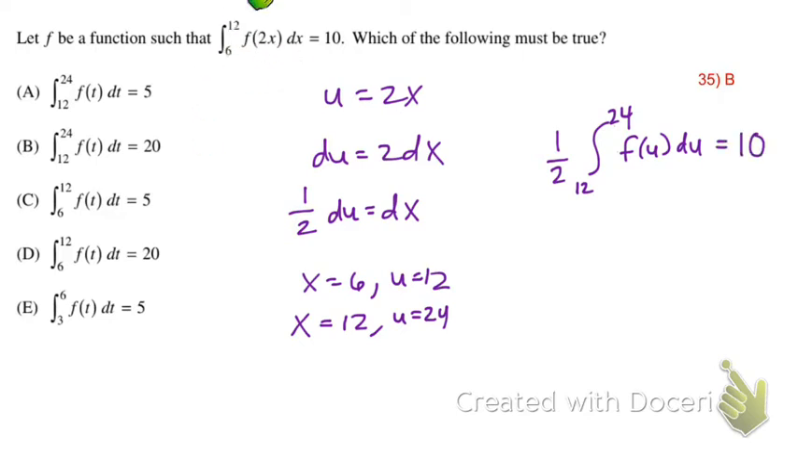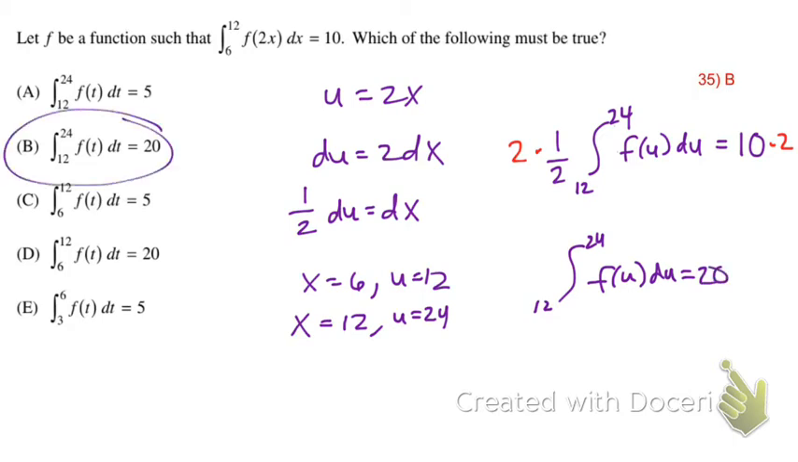Because I haven't changed anything about this, I just rewrote it in terms of u, and so this integral is still equal to this integral on the left-hand side. Now notice the 1/2 in front, none of these have the 1/2. So if I want to get rid of that 1/2, I can multiply by 2 on both sides. If I multiply by 2 on the left and multiply by 2 on the right, I get that the integral from 12 to 24 of f of u du is equal to 20, which looks a lot like answer choice B. The integral from 12 to 24 of f of t dt is equal to 20. They just did t substitution instead of u substitution.